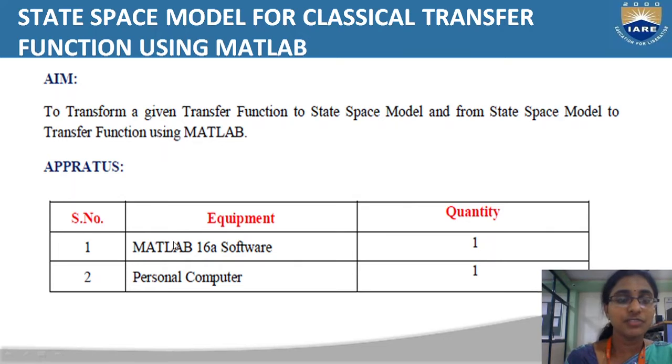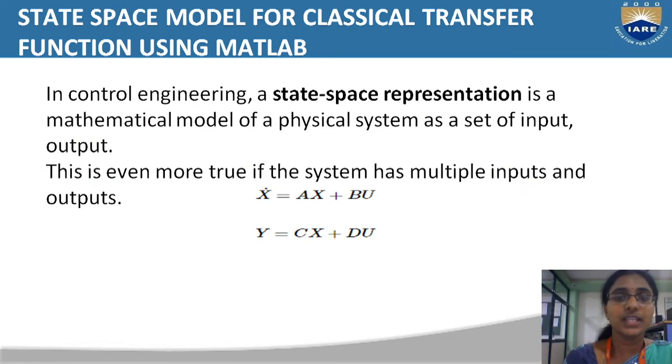So for this experiment, what is the apparatus required here? The apparatus required is a personal computer with the software MATLAB. In this experiment, we should be aware of two important terms. First is the transfer function, and second is the state space model. We all know what a transfer function is. The transfer function is nothing but the ratio of the Laplace transform of output to input, with initial conditions neglected.